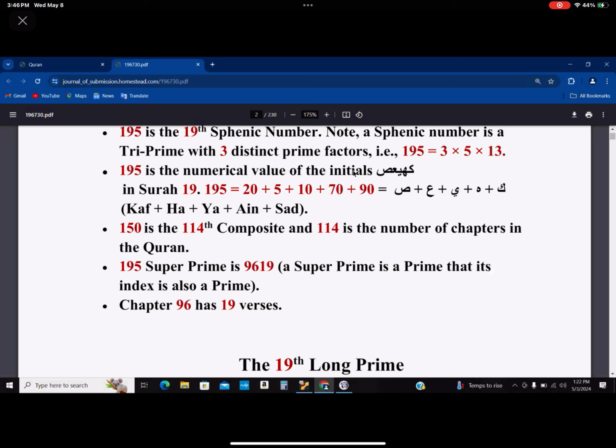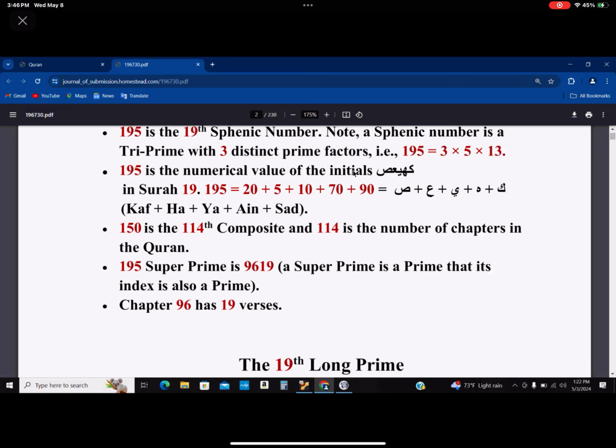The 195th superprime is 9619. So what is a superprime? A superprime is a prime whose index is also a prime. Okay? The index of 9619 is 1187, but 1187 is also a prime and its index is 195. So the 195th superprime by this definition becomes 9619, and chapter 96 has 19 verses.